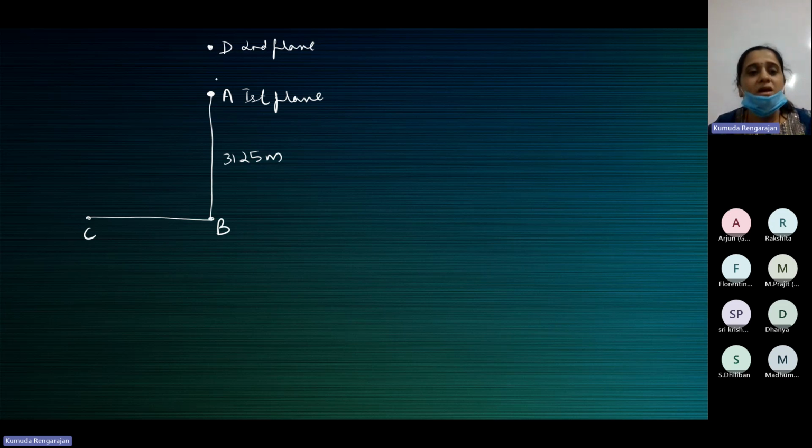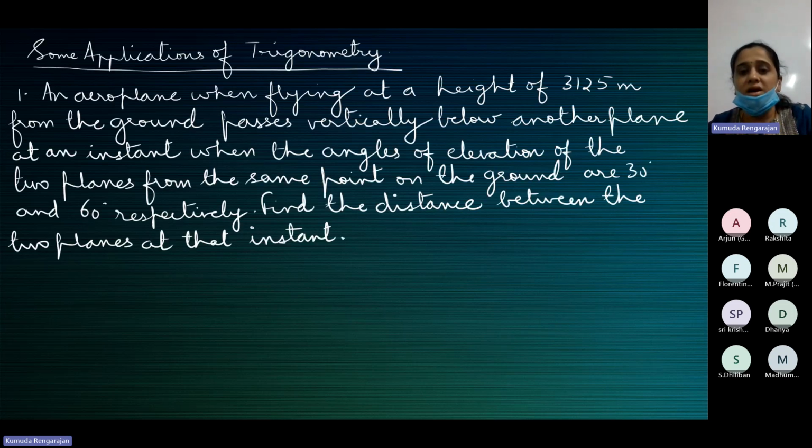Now look at this A. Isn't A below D? Isn't A passing below D? Yes, A is below. That's what the question says: it passes vertically below another plane at an instant. They are moving in the air. At a particular point, they're exactly one below the other.